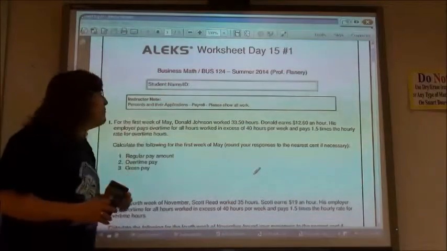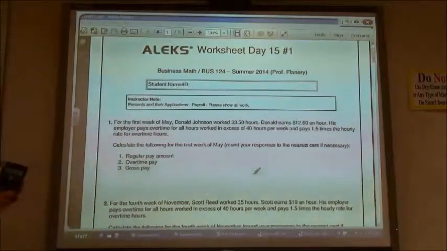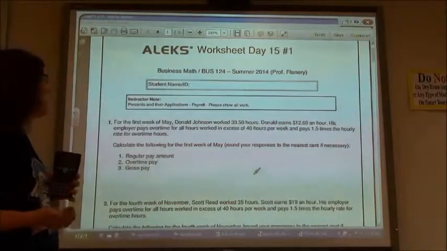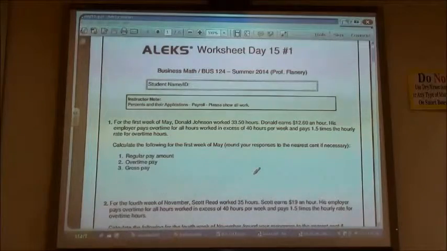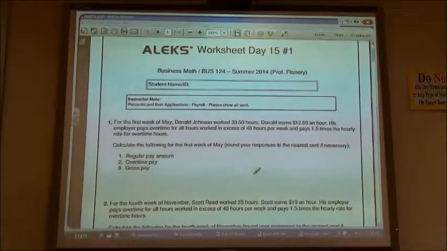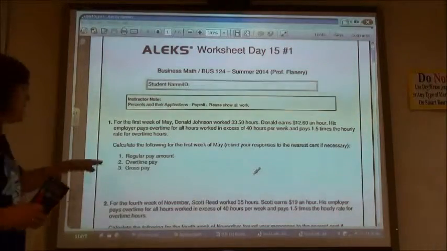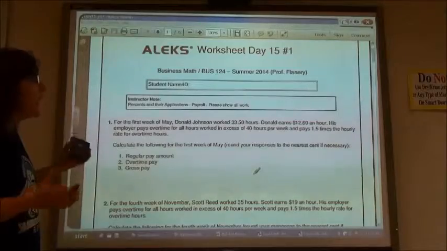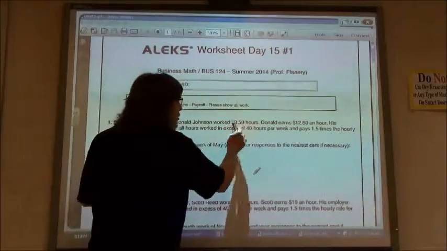So for the first week of May, Donald Johnson worked 33.5 hours. Donald earns $12.60 an hour. His employer pays overtime for all hours in excess of 40 hours per week and pays 1.5 times the hourly rate for overtime hours. So, the regular pay amount, all of his hours were regular pay.